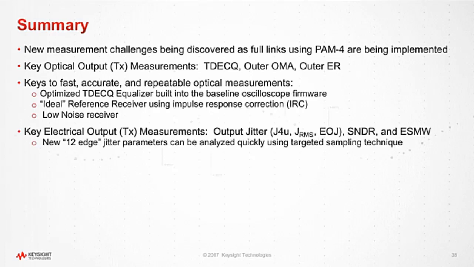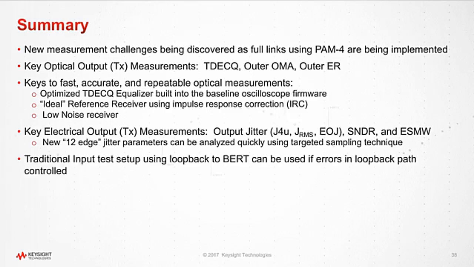Electrically, key measurements are output jitter, that's the J4U, JRMS, and EOJ, as well as SNDR and eye symmetry mask width. And make sure that when you are making those output jitter measurements that you're focused on those 12 edges. And we do have new capability there as well.